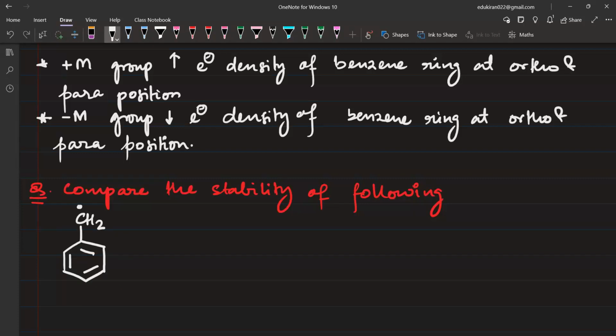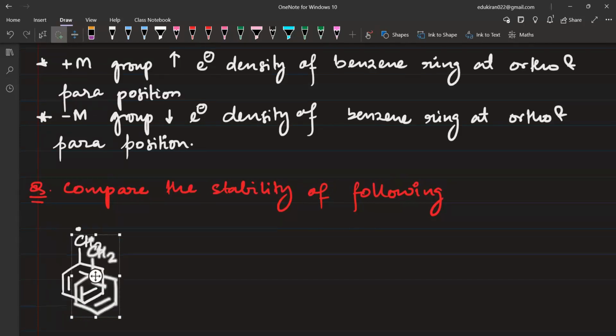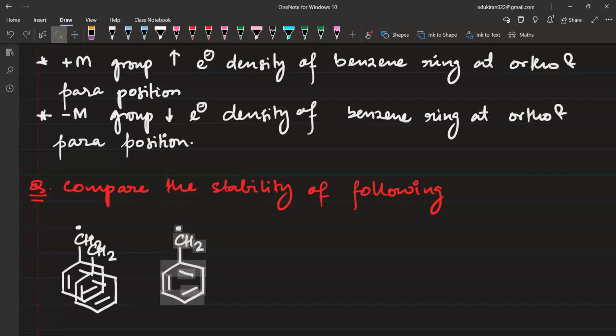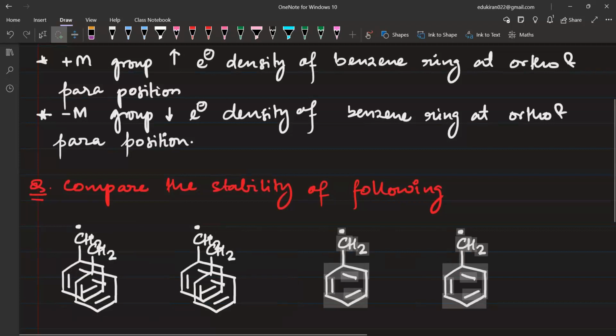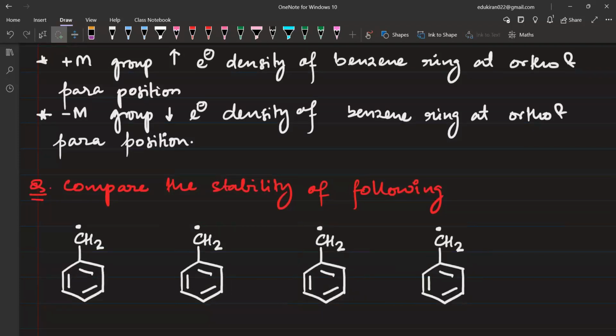So here we are having CH2 free radical. Now, obviously, we should know that carbon free radical is an electron deficient thing. Okay, so we have carbon free radical, and in the first carbon free radical, there is no group attached to it. In the second case, we have OH group attached. In the third case, we have NO2 in the ortho position, and then we have OH in the meta position.